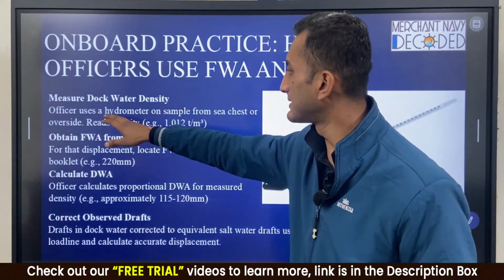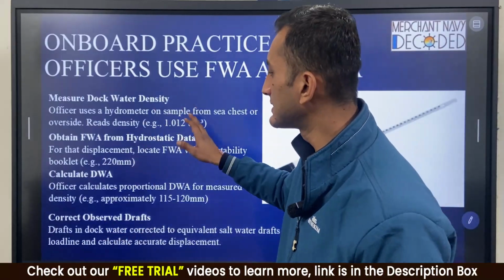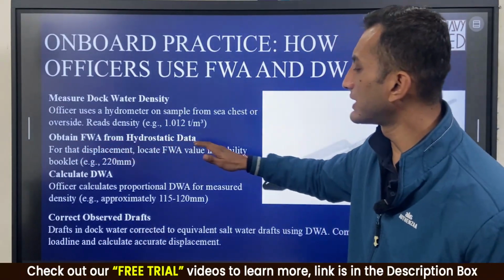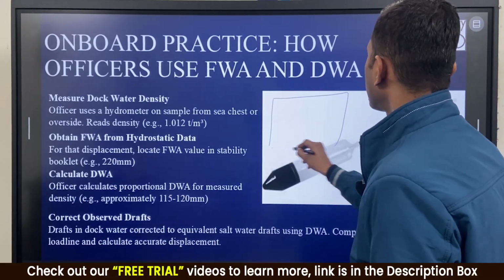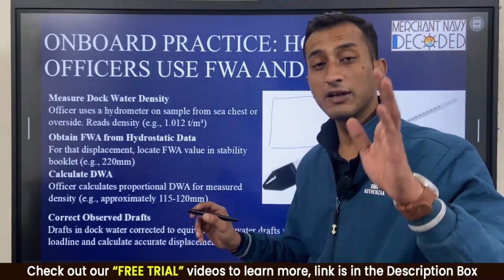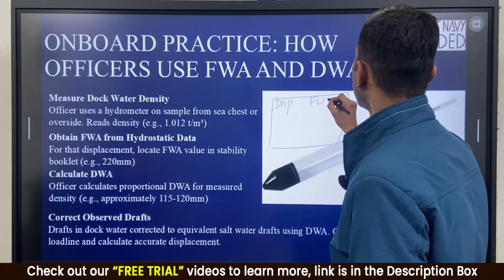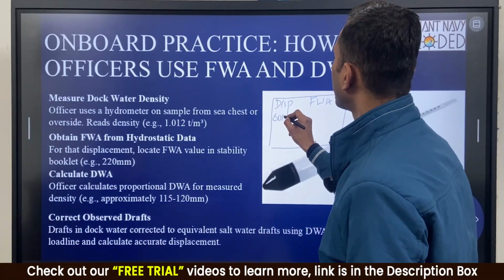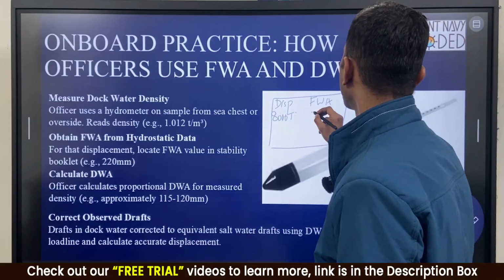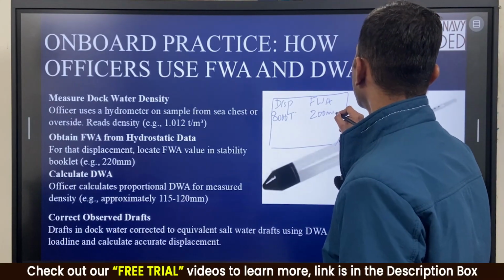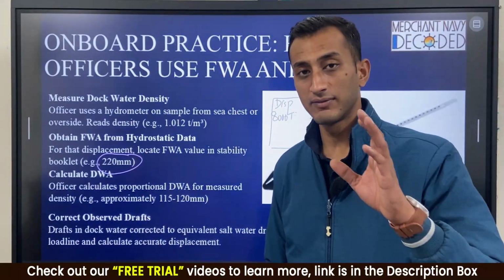Measure dock water density with a hydrometer on a sample from sea chest or overside. It is mostly done from overside, not from sea chest. Read density. Obtain freshwater allowance from hydrostatic data. As I said, there would be a table through which, with the particular density, particular displacement, you have your displacement. And there will be somewhere freshwater lines. You find out, for example, your displacement is 8,000 tons. You find out dock water, freshwater allowance as 220 millimeters. Now, with the help of that 220 millimeters, you calculate the dock water lines.